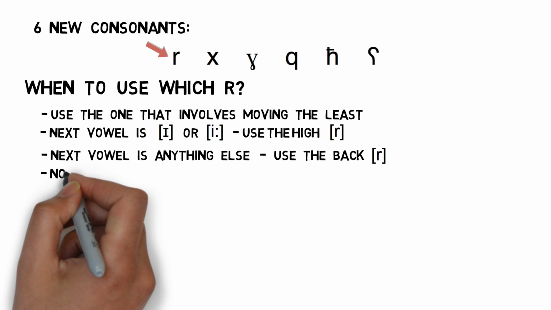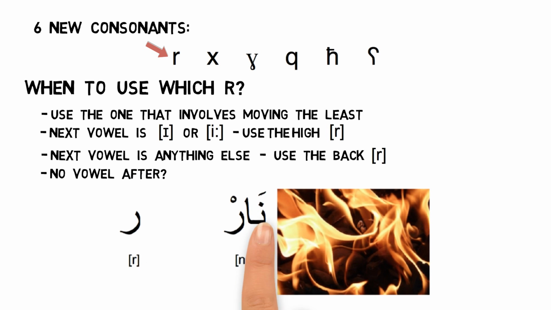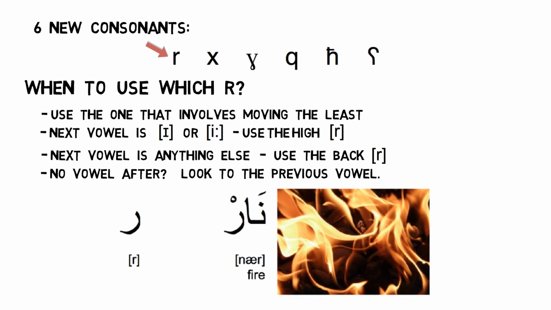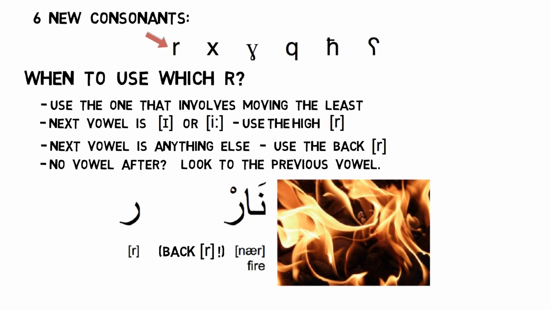And if the R has no vowel after it, like in nar, then you do the R that's closest in position to the vowel that comes beforehand, nar. You'll find that this isn't something you need to think much about. It'll come pretty naturally, especially once you know that the two R's exist, which is why we're talking about it right now. For the rest of our consonants, we're going to play around in the back of your mouth.